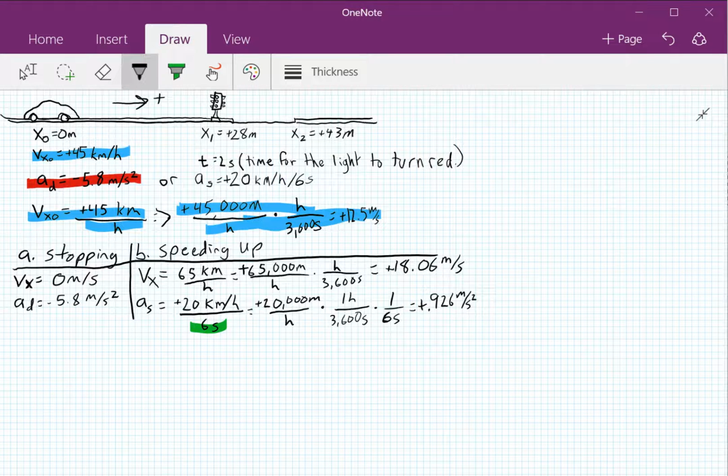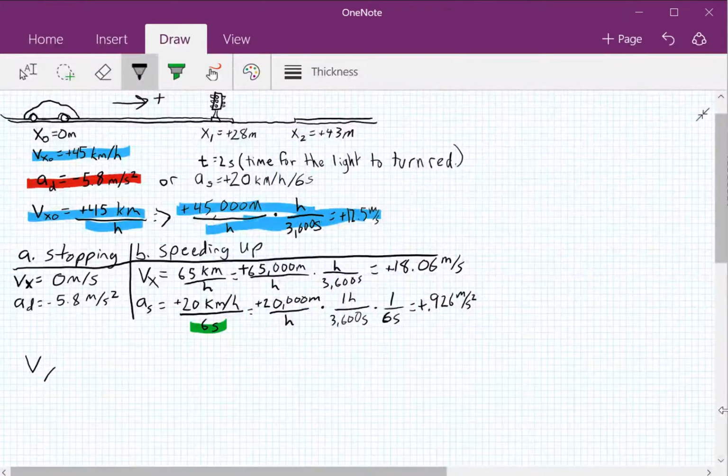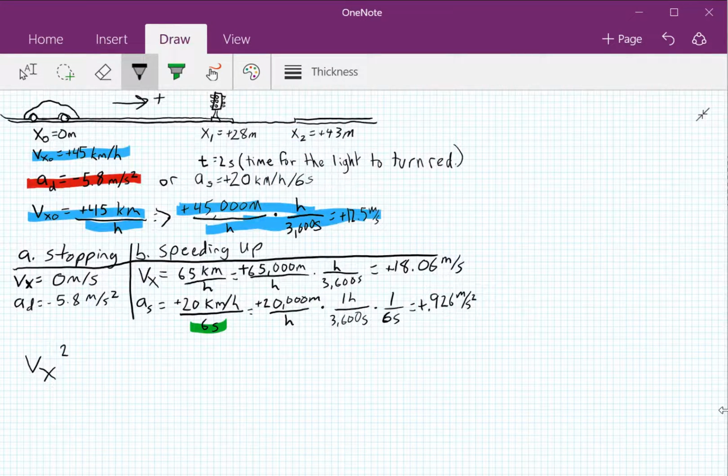So we're going to go ahead and write that. Just write it the way it says on the equation form. So you're going to have vx squared equals vx initial squared plus 2. Now we're going to stop here. It says 2ax on your equation sheet.